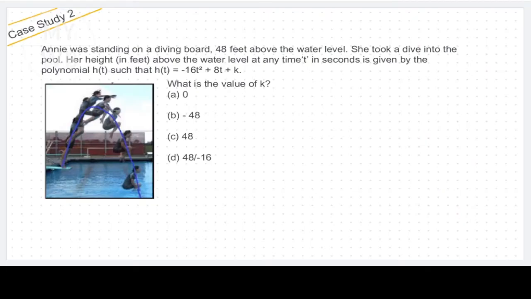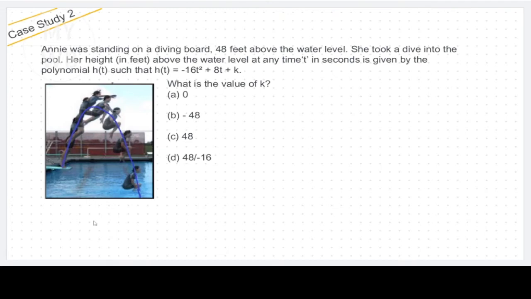Case study 2. Annie was standing on a diving board 48 feet above the water level. She took a dive onto the pool. Her height in feet above the water level at any time t in seconds is given by the polynomial h of t such that h of t is equal to -16t square plus 8t plus k. What is the value of k? Options are 0, -48, 48, 48 by -16.